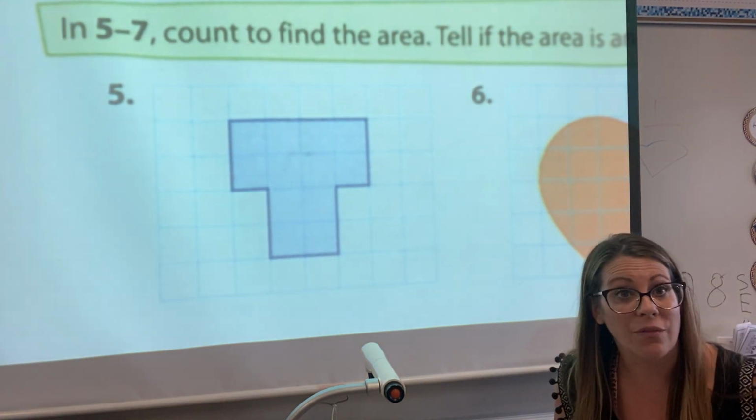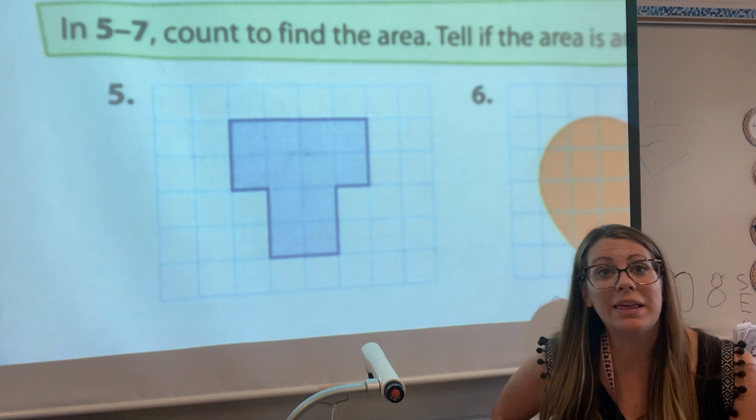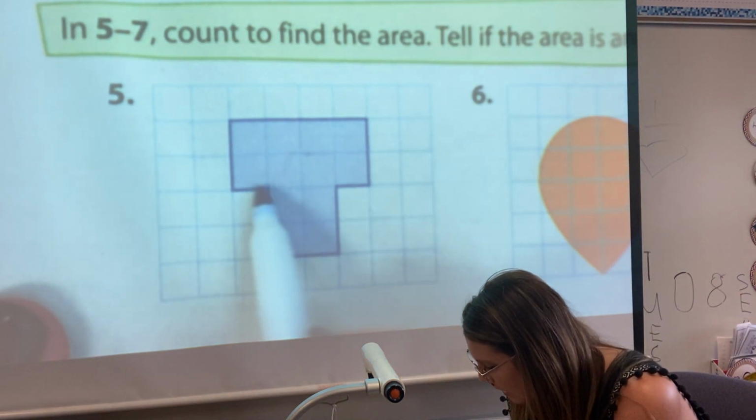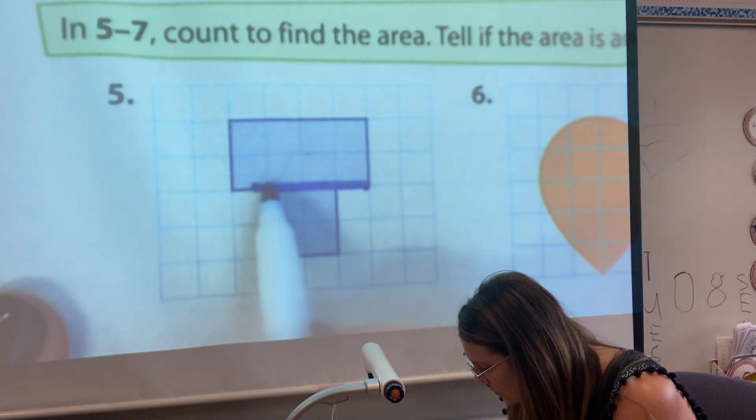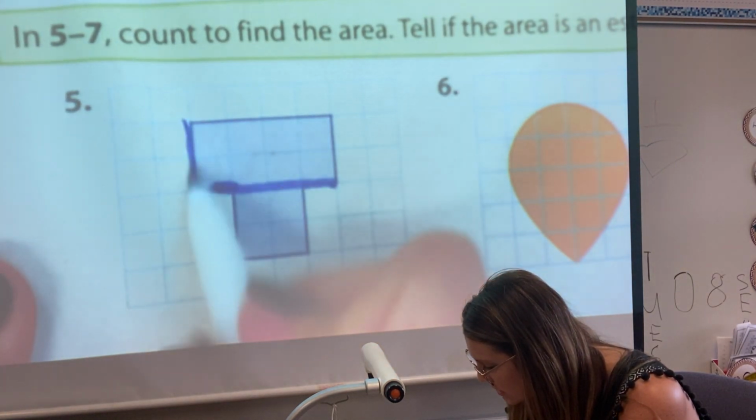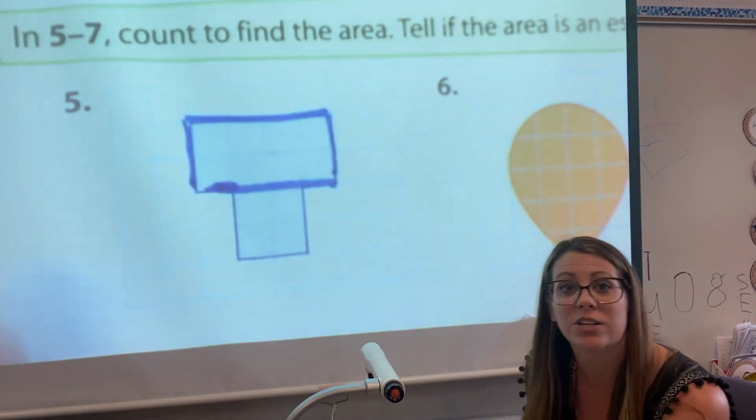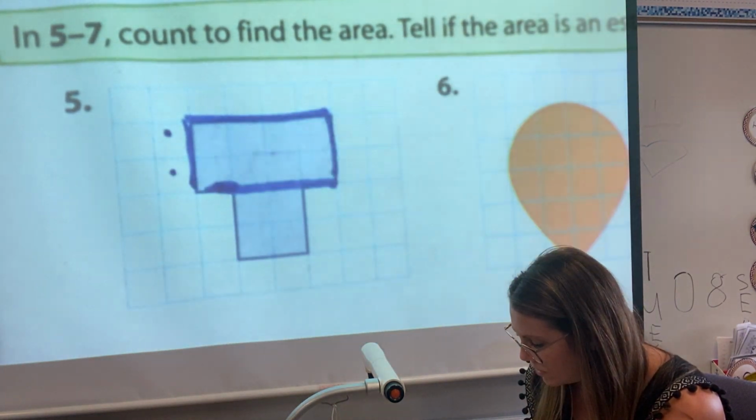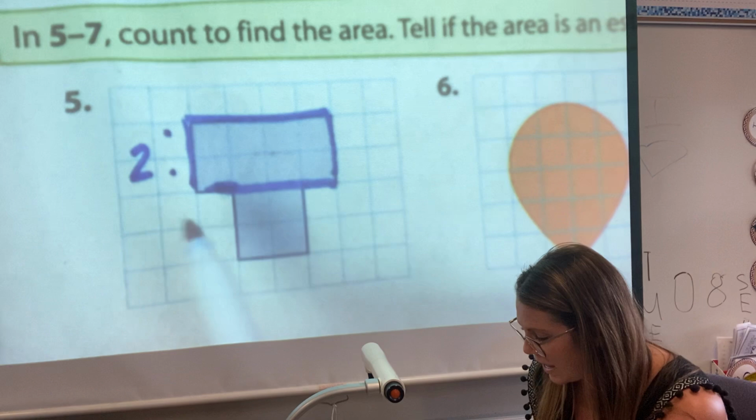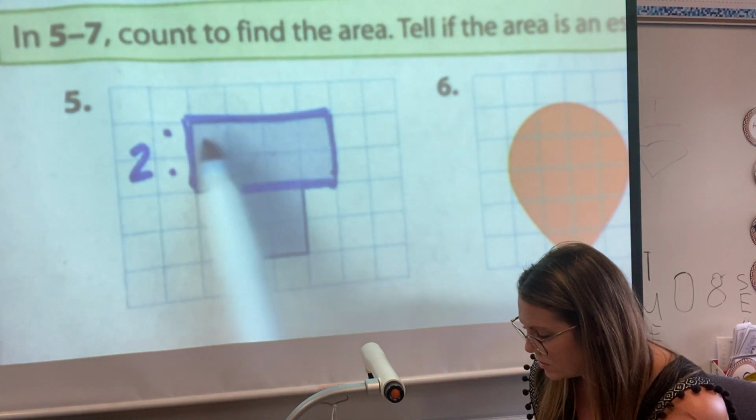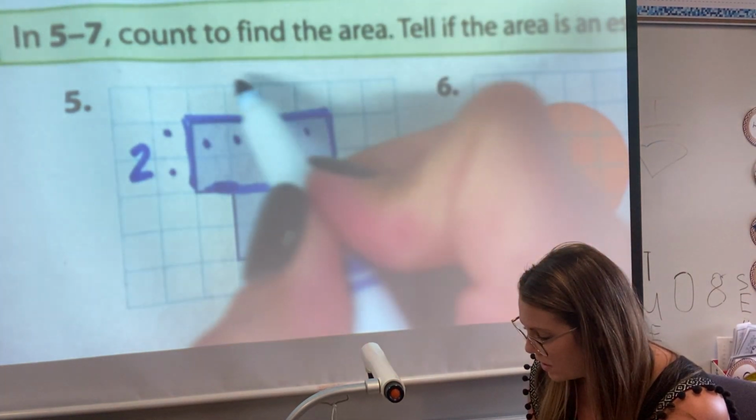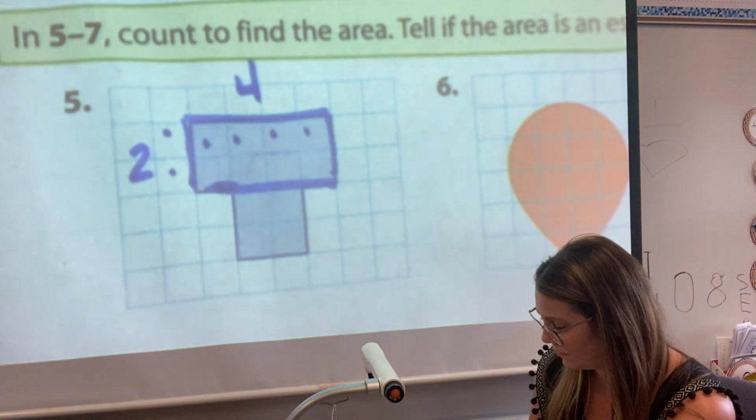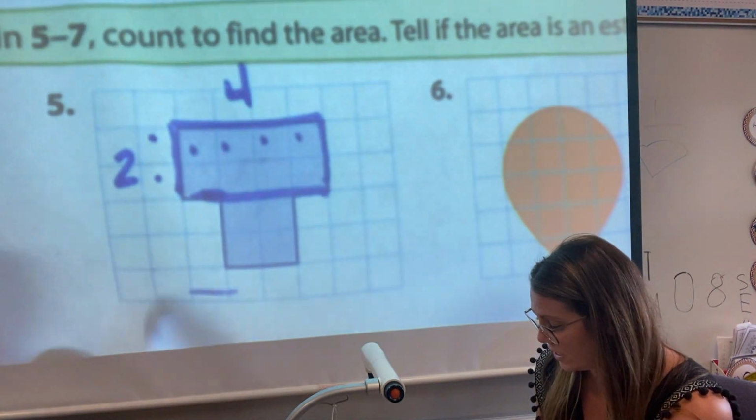So you can count them, or you could break them up just like in the video. I might break it up. I see this right here is a nice square, or rectangle I should say. And it has how many rows? 1, 2. And then how many in each row? 1, 2, 3, 4. So what's 2 times 4?